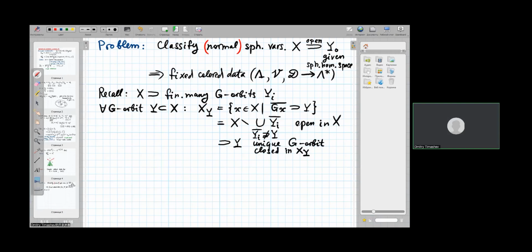And finally, let us remark that the whole X is the union of finitely many such open subsets. So the whole X is the union of X sub Y over all orbits Y in X. So it is a finite open cover of X.